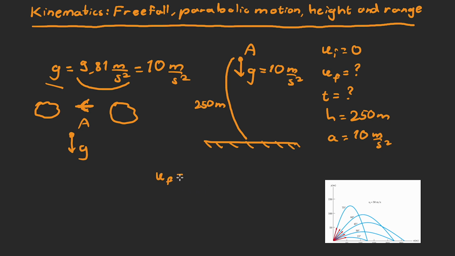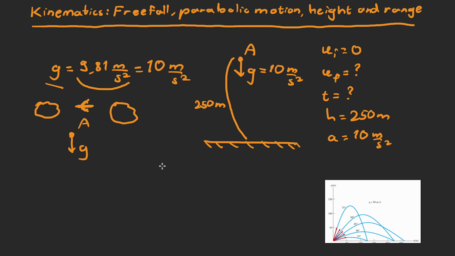Let's try to apply this formula. Our final velocity is equal to our initial velocity plus the acceleration times the change in time. From here we can figure out the final velocity. Our initial velocity is 0. Our acceleration is 10 meters per second squared. But we don't know the time. And also we don't care about the final velocity, really.